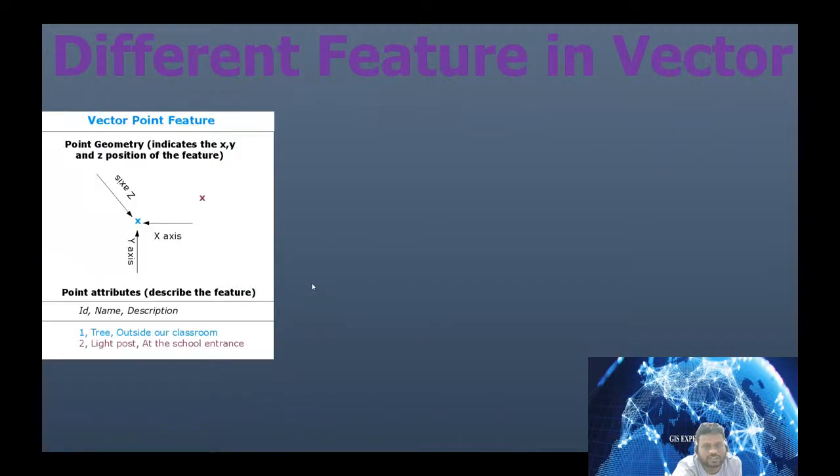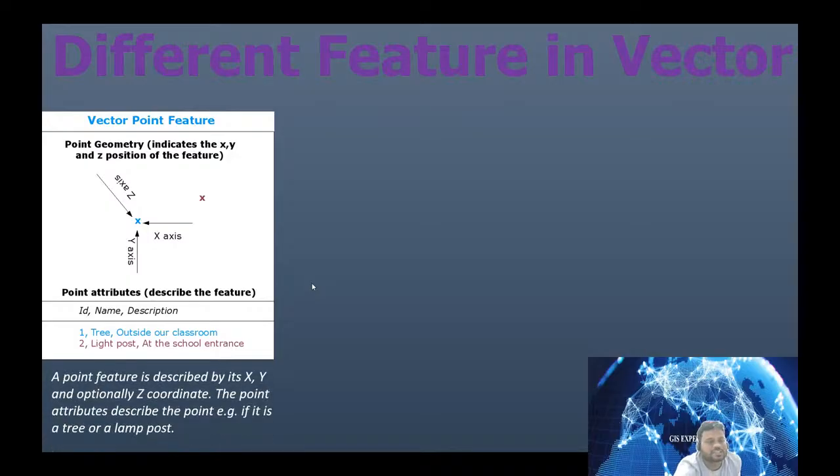Different features in vector. So vector point features, which is ships or man. Point geometry indicates the x, y, and z position. A point feature is described by its x, y, and optionally z coordinate. The point attribute describes the point, for example, if it is a tree or a lamppost.